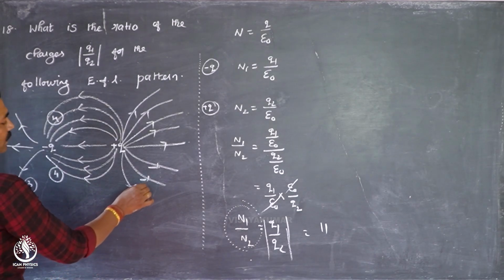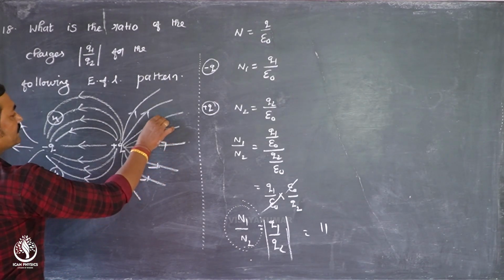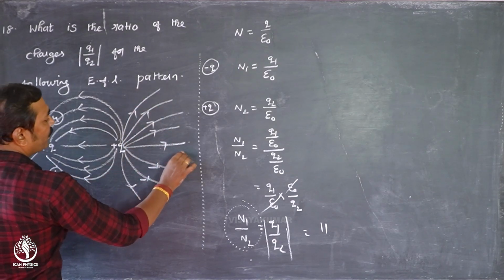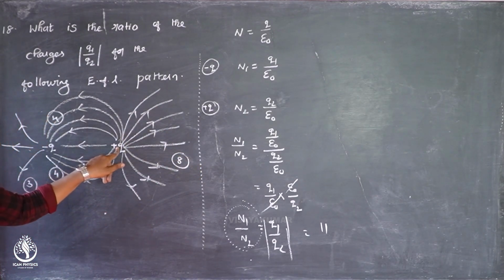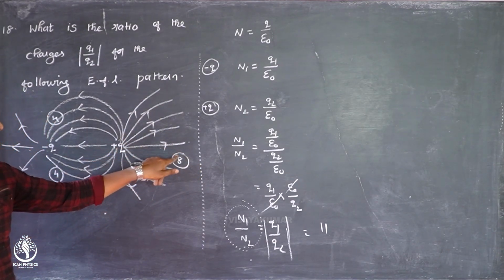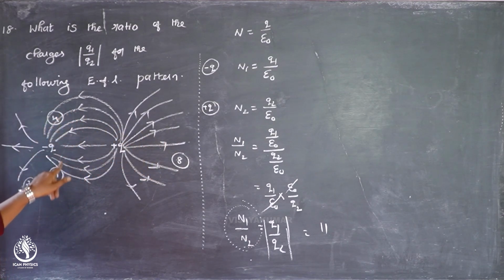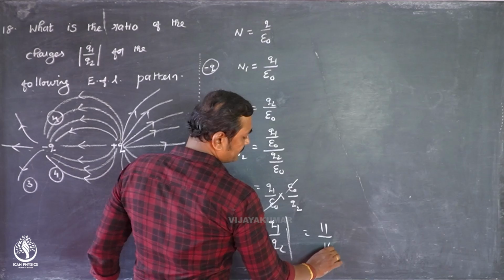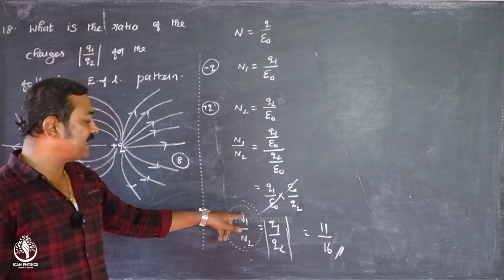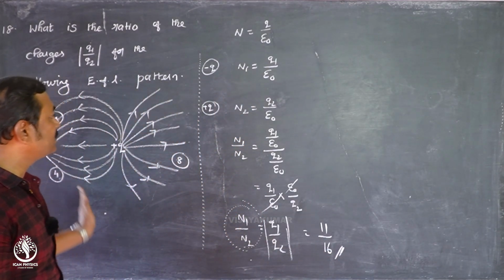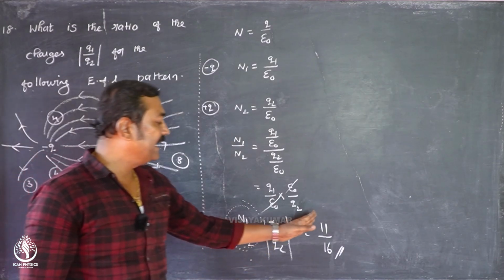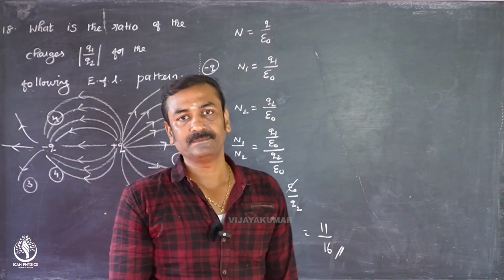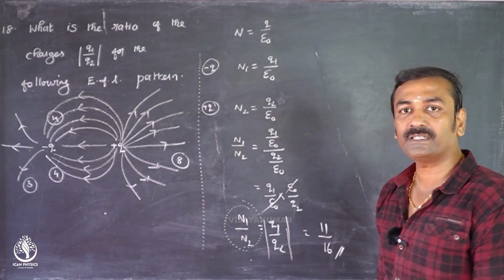Here you can go for 1, 2, 3, 4, 5, 6, 7, 8. Okay. So due to the positive charge, it produces 8 plus 4, 12 plus 4, 16. So 11 by 16. So for our question, the ratio of the number of electric field lines due to the pattern is 11 by 16. Okay. Do you get it now? Do you have any doubt?